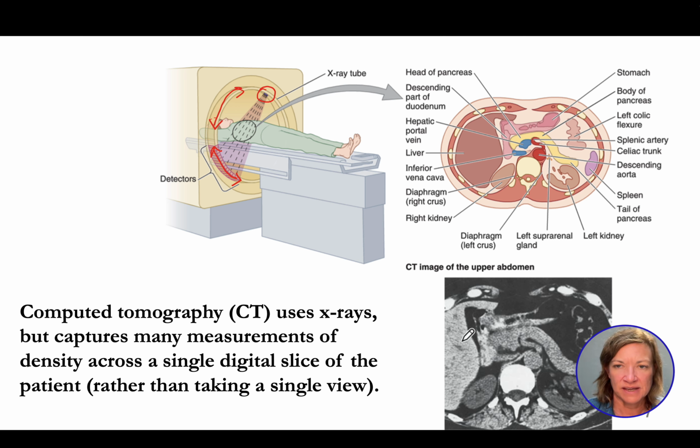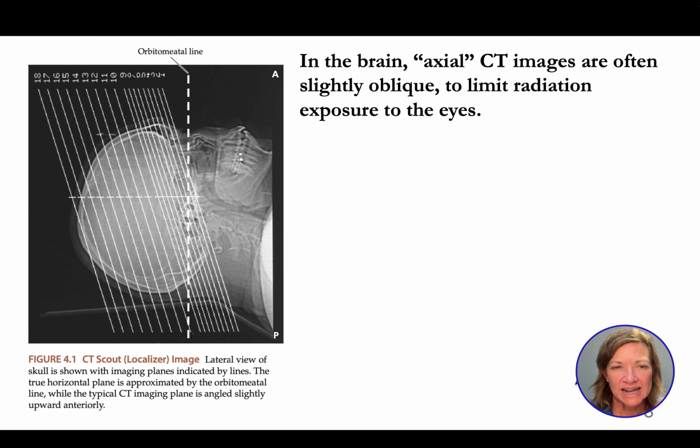And you can see this with the image of the abdomen, so you can see all the organs nicely shown. Here's the left kidney, for example, on CT. When it comes to the brain, axial CT images are often a little bit oblique to limit radiation exposure to the eyes. And you can see that here. So here's the orbitomeatal line. That shows you where the true horizontal plane of the image is.